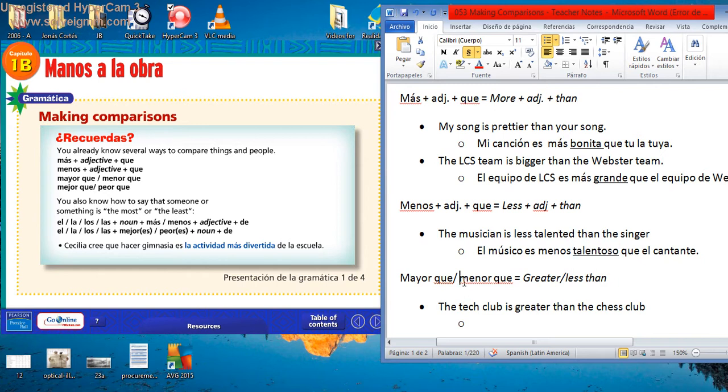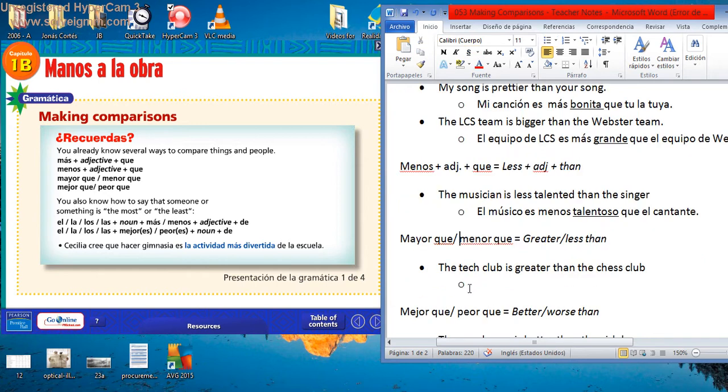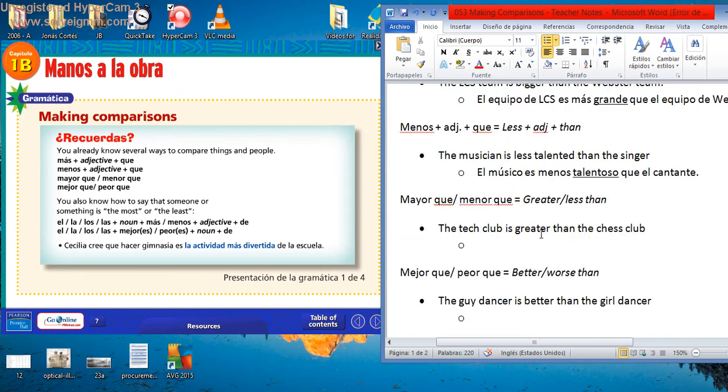Mayor que is greater than. Menor que is less than. These are a little bit more difficult because it's not talking about the number of people necessarily, but it infers it a little bit. Greater than. So we're going to say the tech club is greater than the chess club. It's a little ambiguous, but just stick with me for our example, all right? So we're going to say el club de, remember how to say this? Computadoras es mayor que el club de, remember chess? Ajedrez.